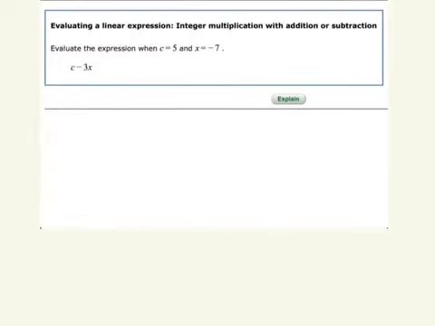Okay, so here we go with example number 2. It is similar. We are asked to evaluate the expression when c is equal to 5 and x is equal to negative 7. And the expression is c minus 3x. So I will rewrite that, c minus 3x, and we are simply going to substitute the value of the variables for the numbers that are given right here. We are told c is equal to 5 and x is equal to negative 7.